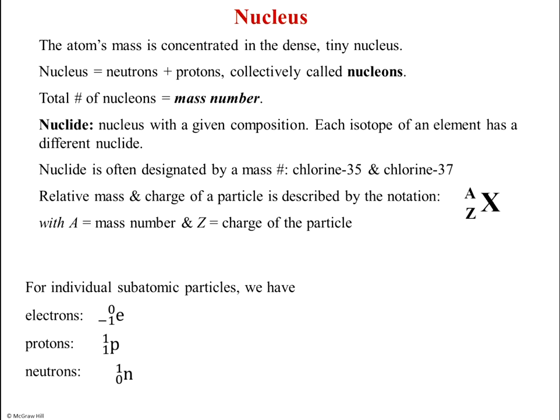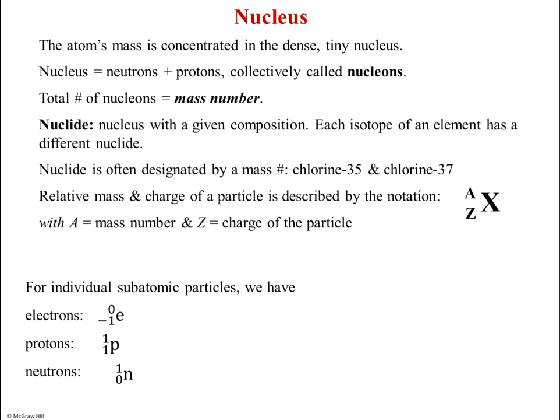Let's go look at the nucleus. We know that the atom's mass is primarily concentrated in the dense, small nucleus at the center of the atom. The nucleus is composed of neutrons and protons, which we collectively call nucleons. Thus, the total number of nucleons in a nucleus is equal to the mass number for that nucleus.